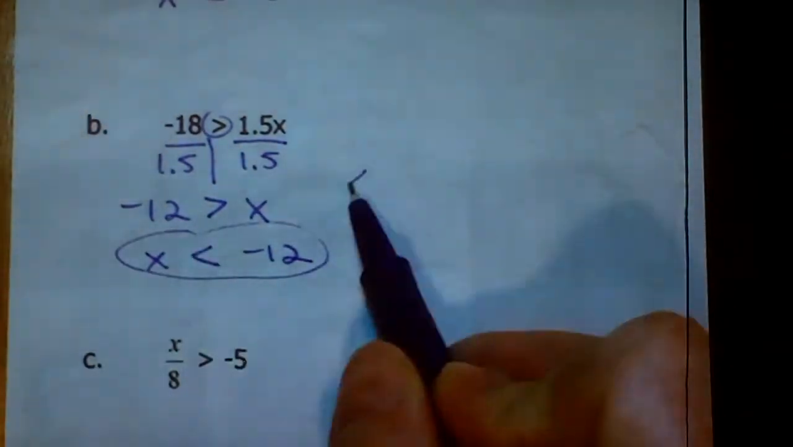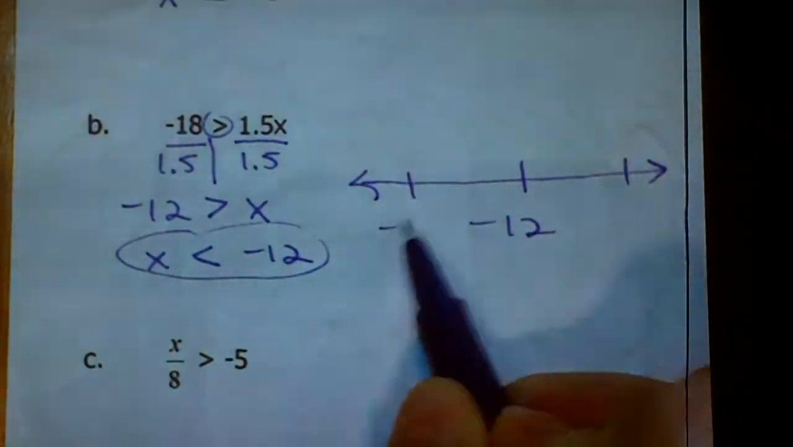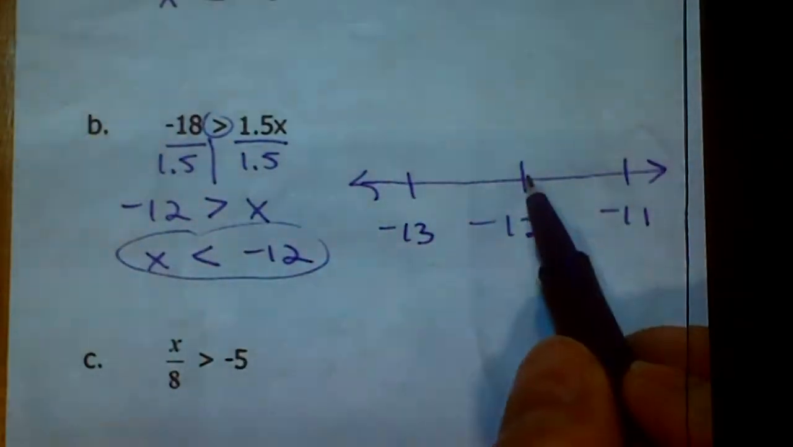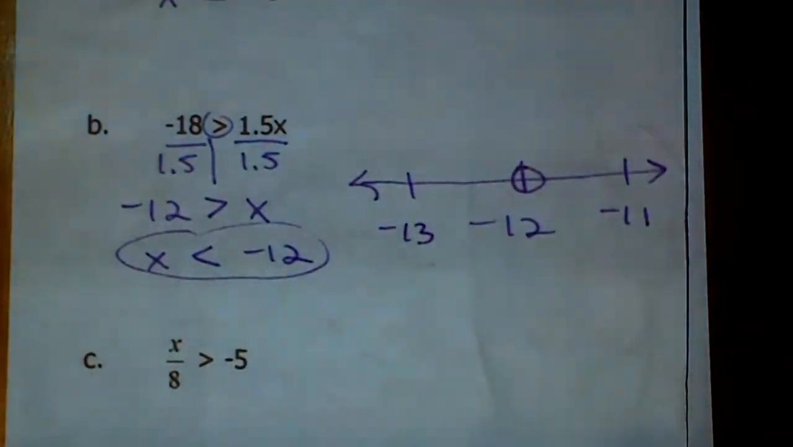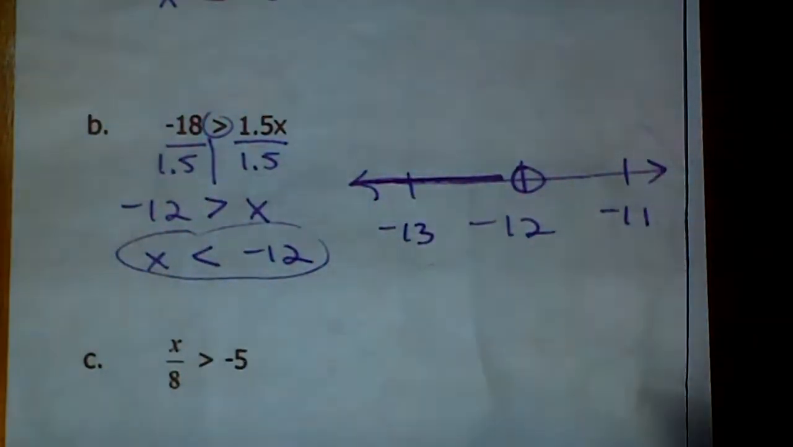So there's our answer. We graph our solutions, negative 12 in the center, negative 13 to the left, negative 11 to the right. X is less than negative 12. It means it can't be negative 12, so I'm going to use an open circle. It can only be the values that are less, so I will shade to the left.